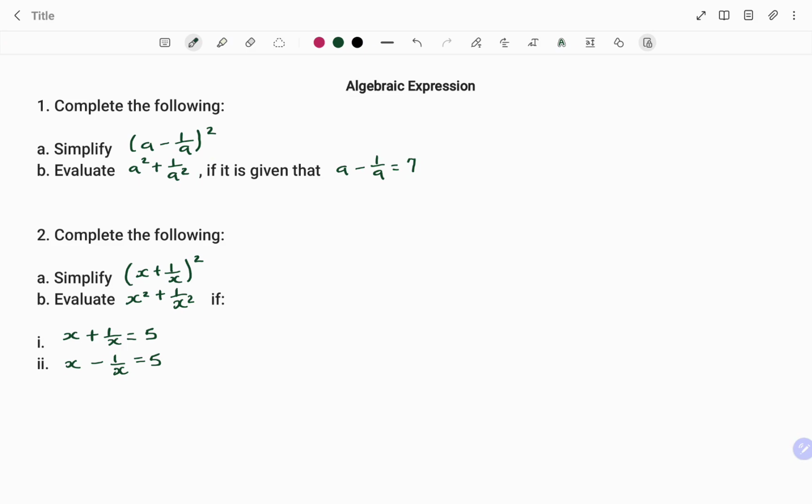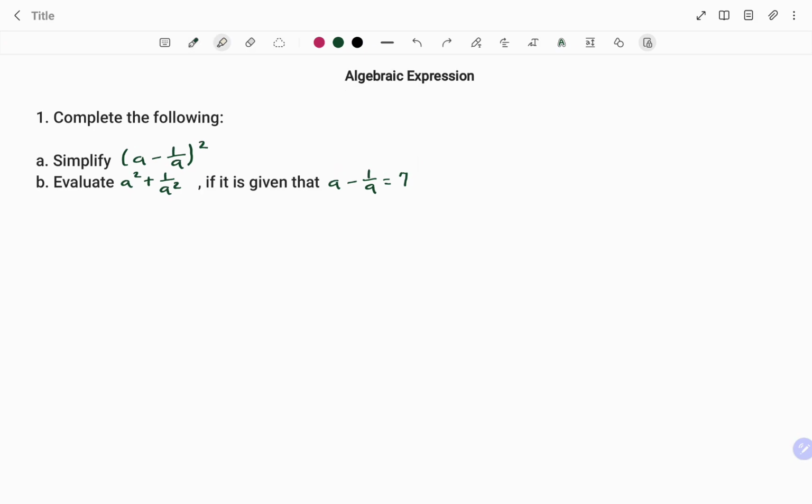The first question says, complete the following. A, simplify (a minus 1 over a) to the power of 2, and B, evaluate a squared plus 1 over a squared if it is given that a minus 1 over a is equal to 7. Solving the first part of the question, we have to simplify a minus 1 over a all squared.